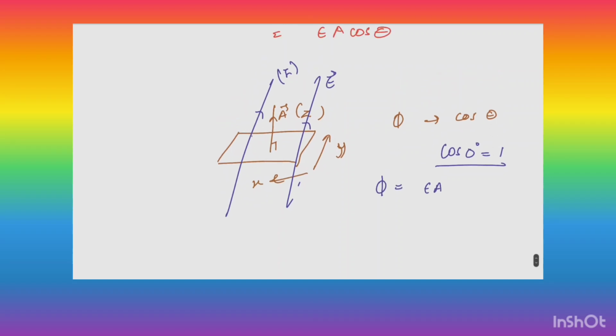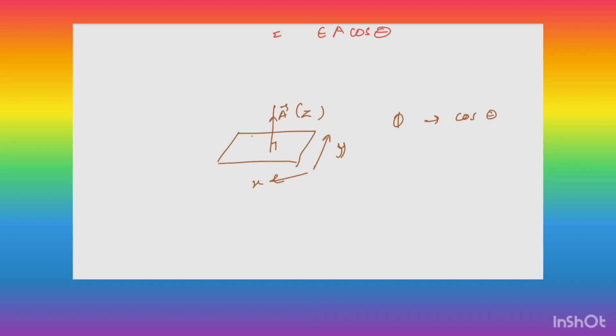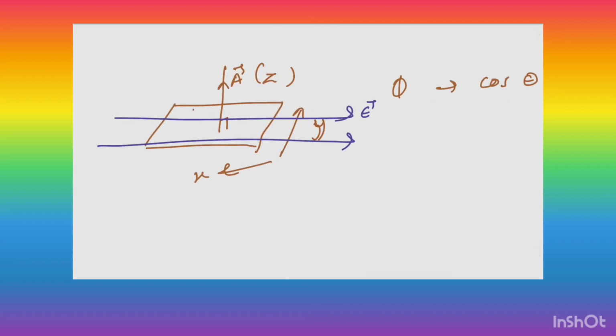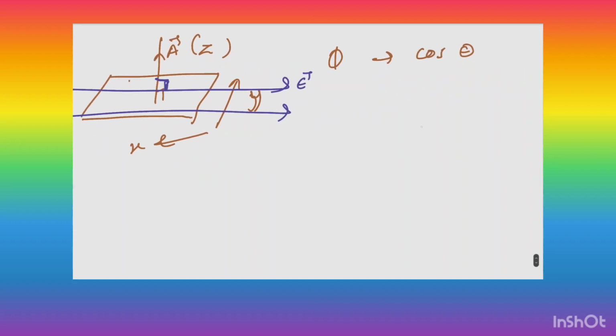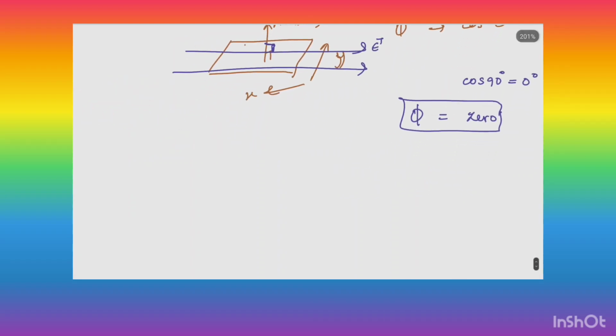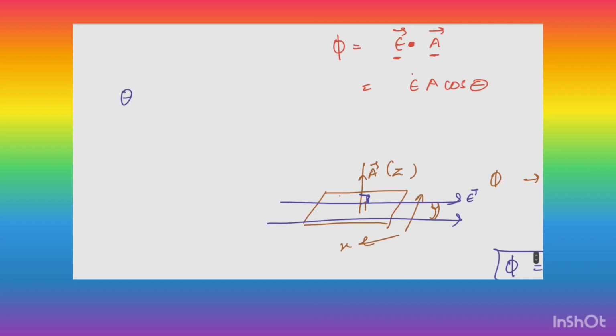But in case the electric field is not like this, let it be in this direction, parallel to the plane of the surface, maybe along the x-axis or y-axis, then the angle between the electric field and aerial vector would be 90 degrees. Cos 90 is 0, so the flux passed will be 0. Theta is the angle between the aerial vector and the electric field vector.